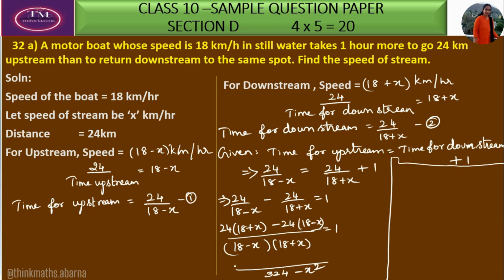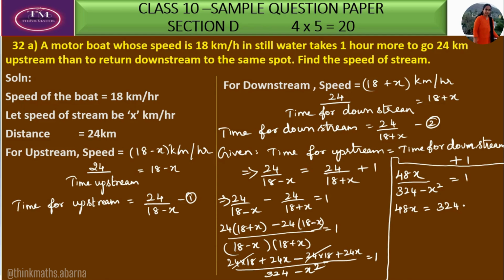Now 24 into 18 plus 24x, minus 24 into 18 minus 24 into minus x, minus into minus will have plus, so plus 24x equal to 1. So 24 into 18 is plus and here minus, so both get cancelled. So 24 plus 24 is 48x divided by 324 minus x square equal to 1. Now cross multiplying, 48x will be equal to 324 minus x square.